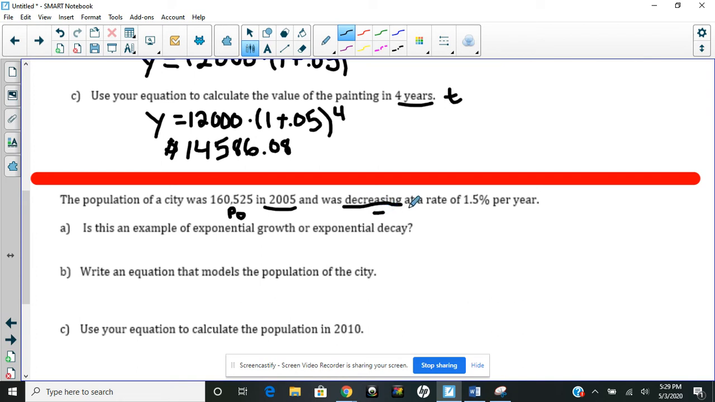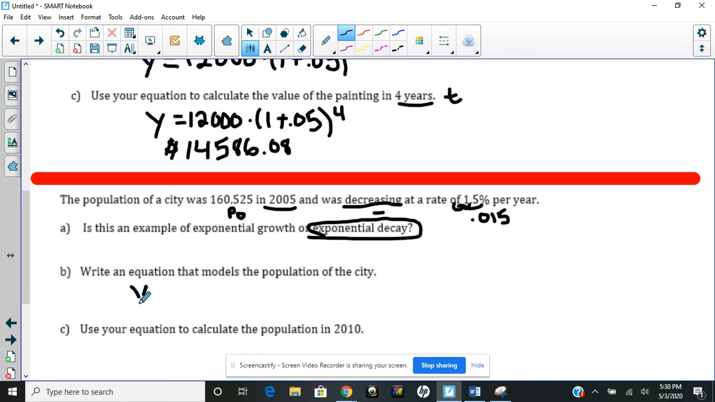So that's minus, at a rate of 1.5%. And remember, we're moving the decimal place over to the left twice, so 0.015. Growth or decay? This one is decay because it's decreasing, so it's going down. Write an equation that models the population of the city.